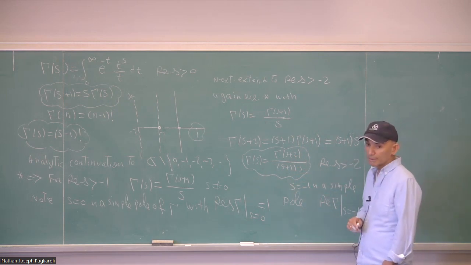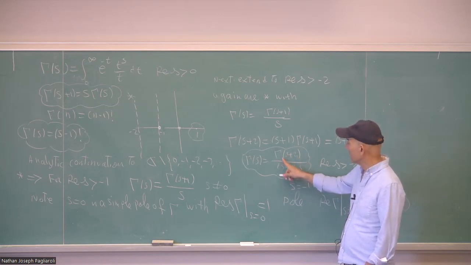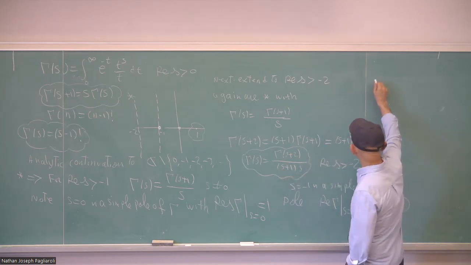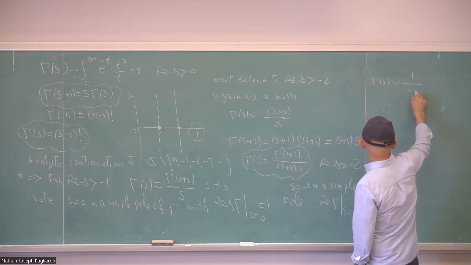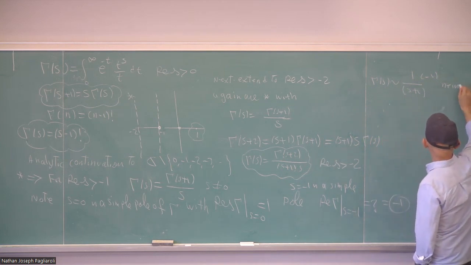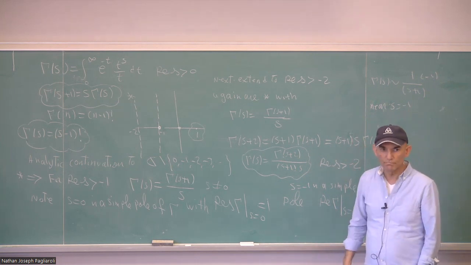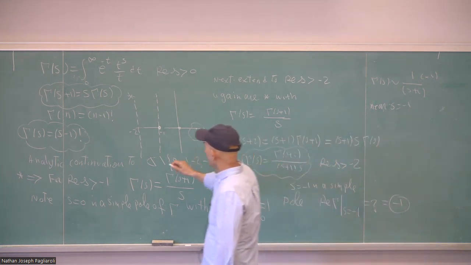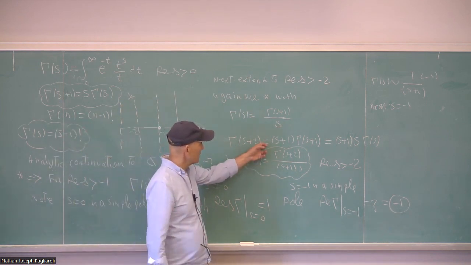Make sure you understand the argument. At s equal to minus 1, I put it here, I still get gamma of 1, which is 1, divided by minus 1. So gamma of s looks like 1 over s plus 1 times minus 1 near s equal to minus 1. So this way we extended it. Now we can continue. So basically, this is a better argument to use.